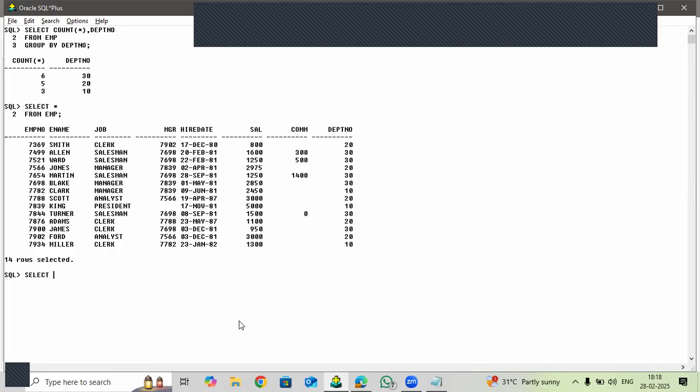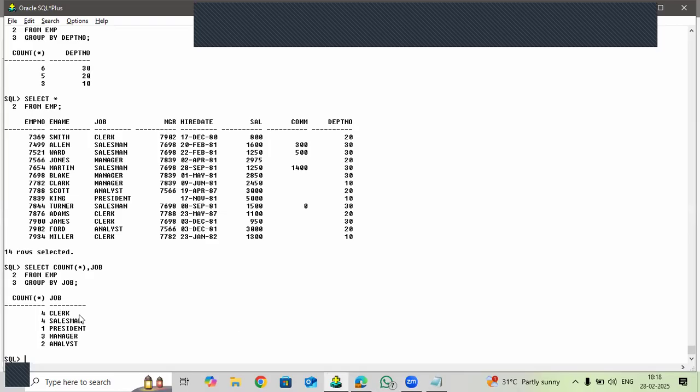Select count of star, comma job. Yes, they have given each job, from EMP group by job. So we have 4 clerks, 4 salesmen, 1 president, 3 managers, and 2 analysts. Copy this.